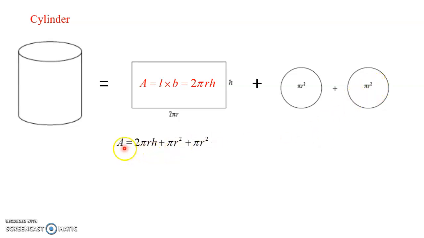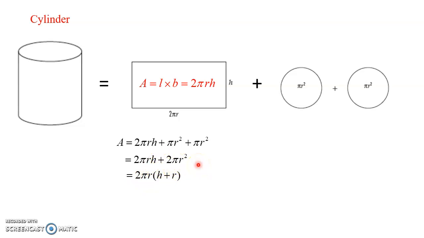Put in formula, area is 2 pi r h, which is coming from here, plus pi r squared plus pi r squared, which is equal to 2 pi r h plus 2 pi r squared, since pi r squared plus pi r squared is 2 pi r squared. All I do from here is remove the common factor, which is 2 pi r. Once I remove 2 pi r, I'm left with h plus r.